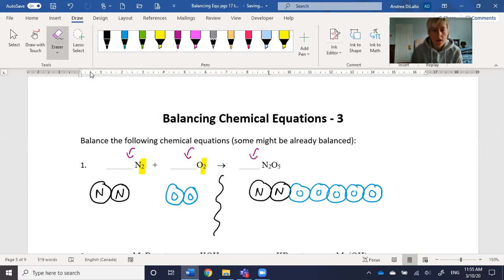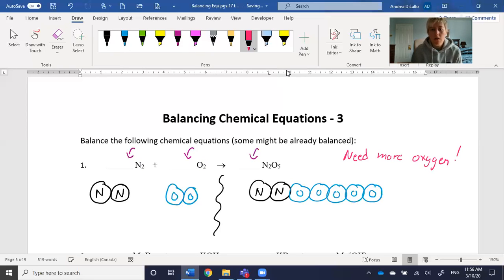So just going to erase these things here. What I notice, if I'm looking at my count, is that I have 2 nitrogens on the reactant side, 2 nitrogens on the product side, okay? I have 2 oxygens on the reactant side and 5 oxygens on the product side. So the thing that is not balanced, I basically need more oxygen.